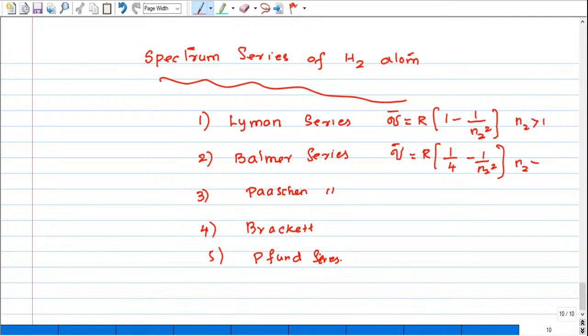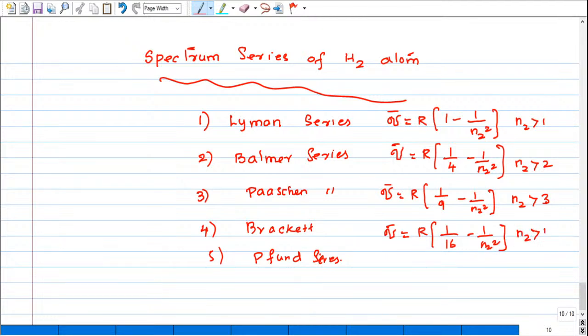For this, n2 value will be greater than 2. Similarly, nu bar is equal to R into 1 by 9 minus 1 by n2 square, n2 is greater than 3. Similarly, nu bar is equal to R into 1 by 16 minus 1 by n2 square, so n2 is greater than 4. And finally, nu bar is equal to R into 1 by 25 minus 1 by n2 square, where n2 is greater than 5. So this thing you have to note down.